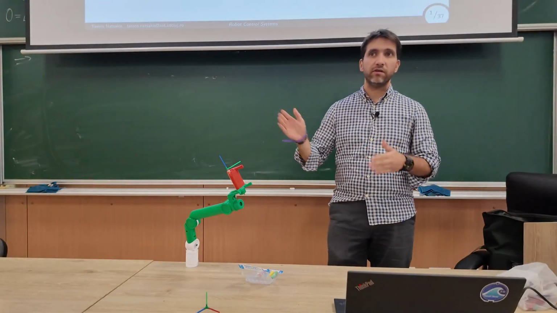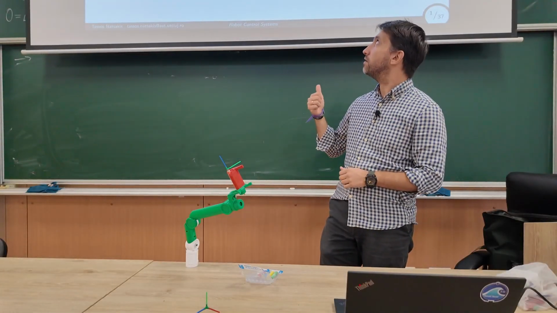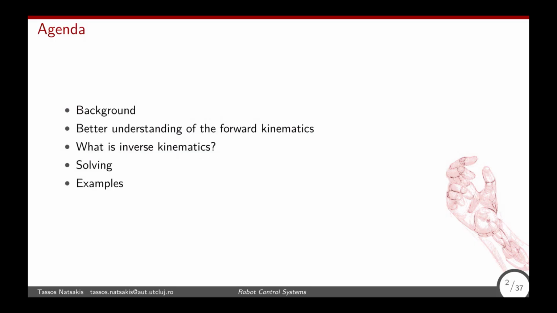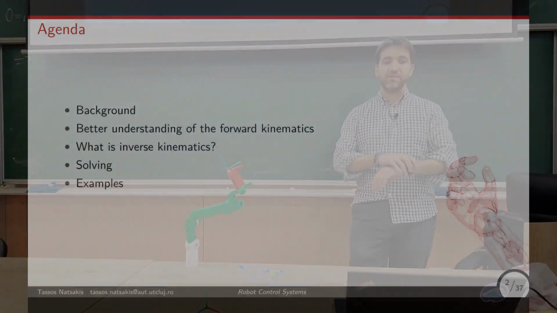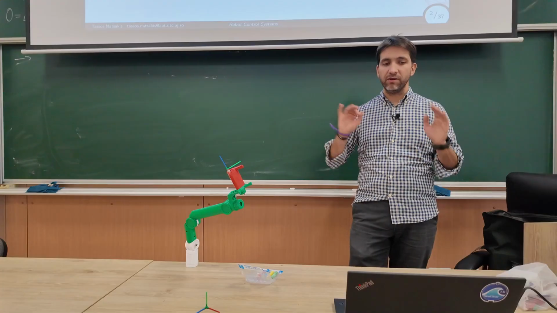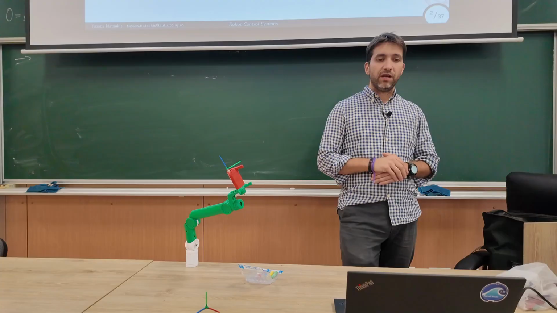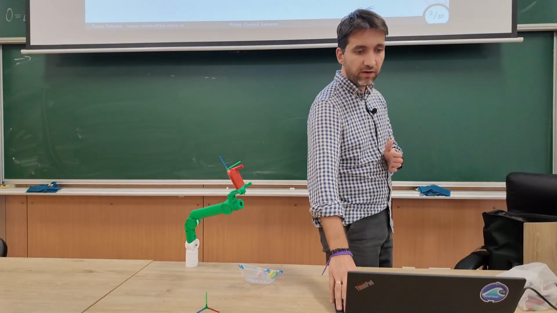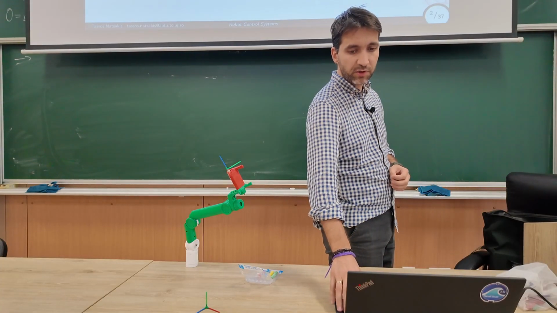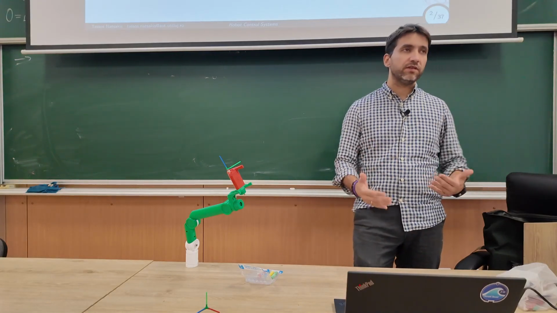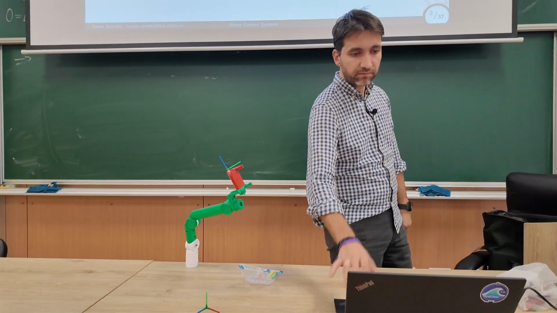So we'll continue our discussion on robot modeling, discussing inverse kinematics this week, because inverse is better, and we'll see why. Just to be on the same ground again, we'll do a little bit of background, discussing what we talked about in the last 5 weeks, very briefly, so that we can better grasp what we're going to talk about today. Then we'll talk about inverse kinematics, how we solve it, and see some examples.